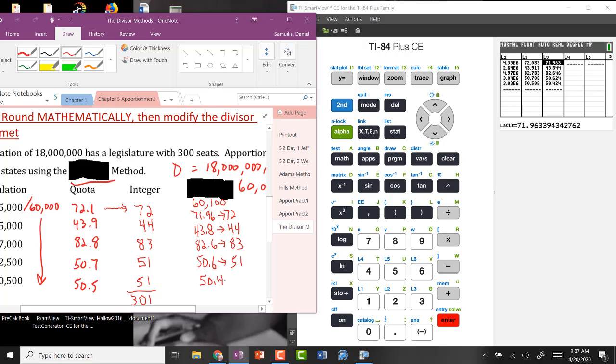And then 50.4 is 50. I'll highlight that one, that was the change I needed, to knock this down to 300. All right, so now I got 300 seats apportioned, and then yet again, there would be a window of numbers that would work. 60,200 might be all right. I don't know, might be kind of a small window.